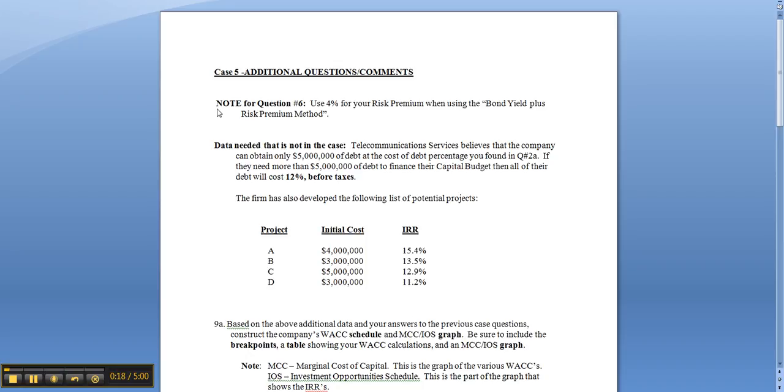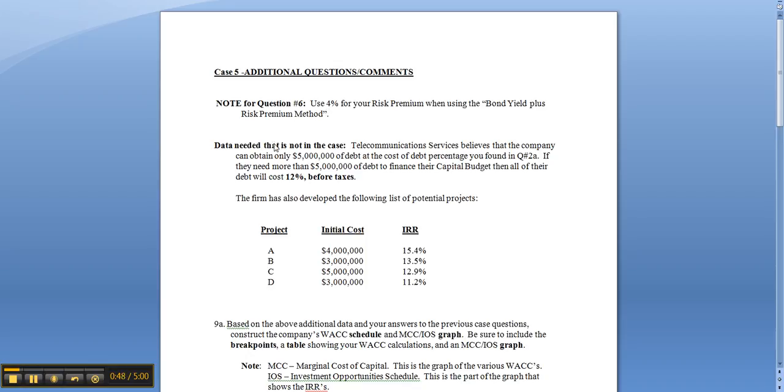So start off with, for question number 6, note this, use 4% for your risk premium when using the bond yield plus risk premium method. So in question 6 of case 5, just use 4% for whatever you find in 2A, I believe, the before tax bond yield of the company. Take that, add 4% to it for question number 6.